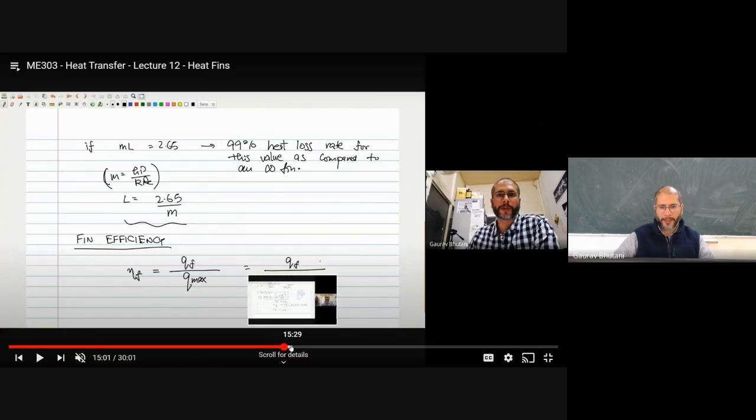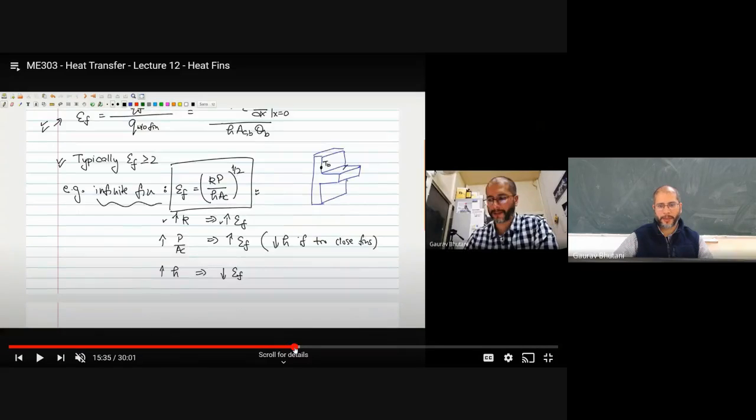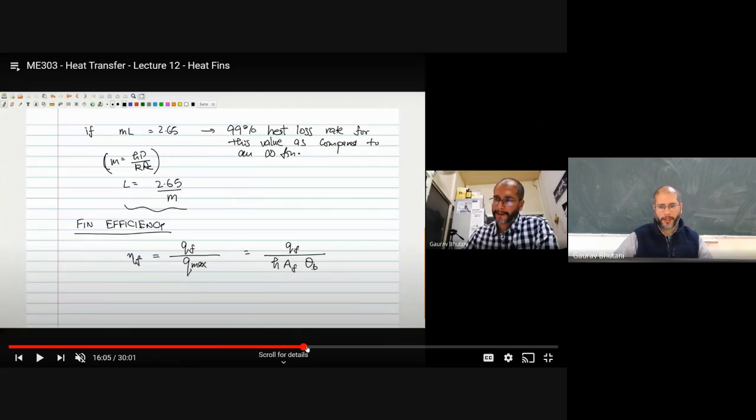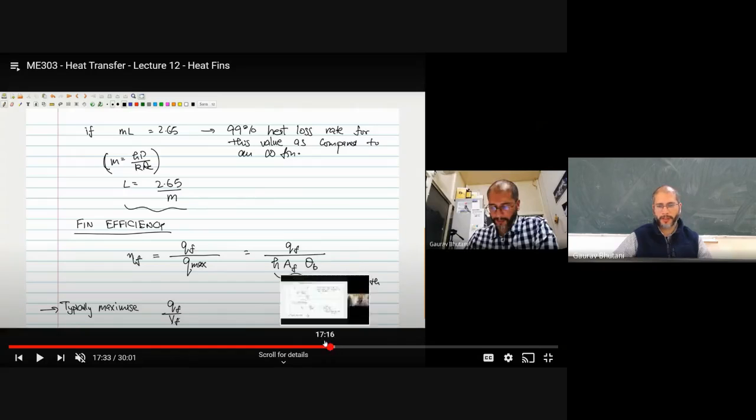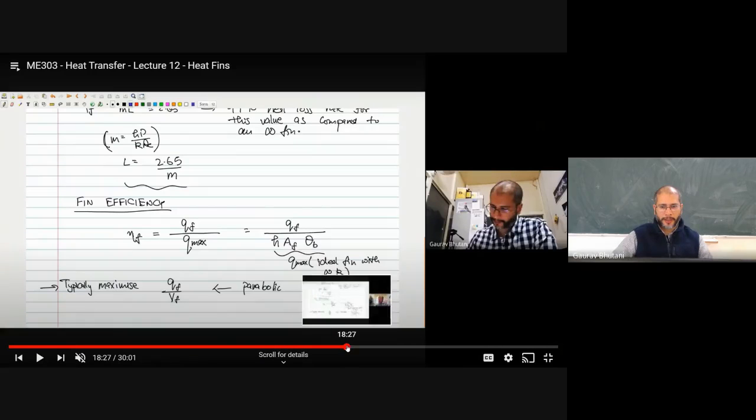So then again, we have a Q max associated with that fin. That can be calculated by assuming that the whole fin is at the temperature of the base. That is what you get if you have infinite thermal conductivity in the fin material. So again, of course, the efficiency can at max be 1 or 100% because you cannot have more than Q max as the rate of heat loss.